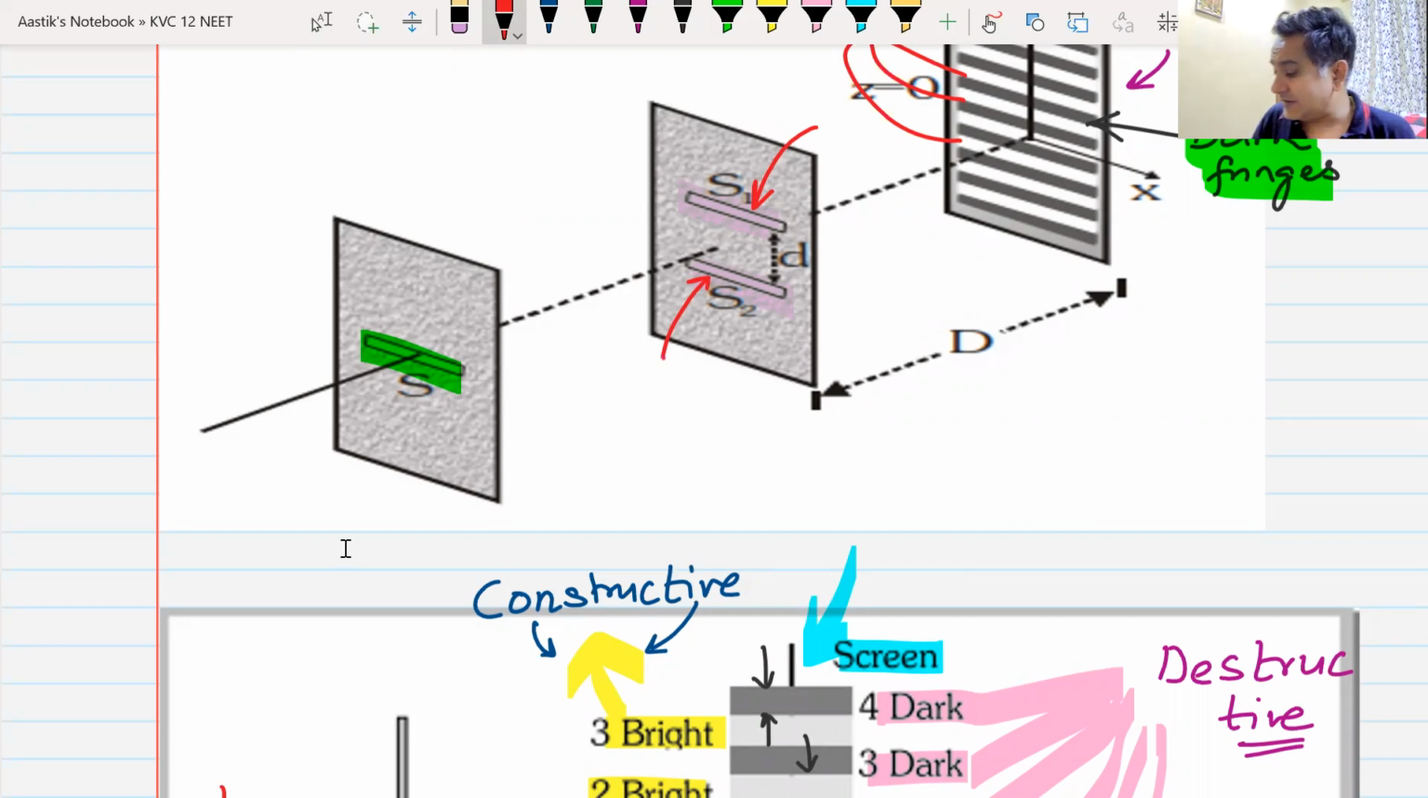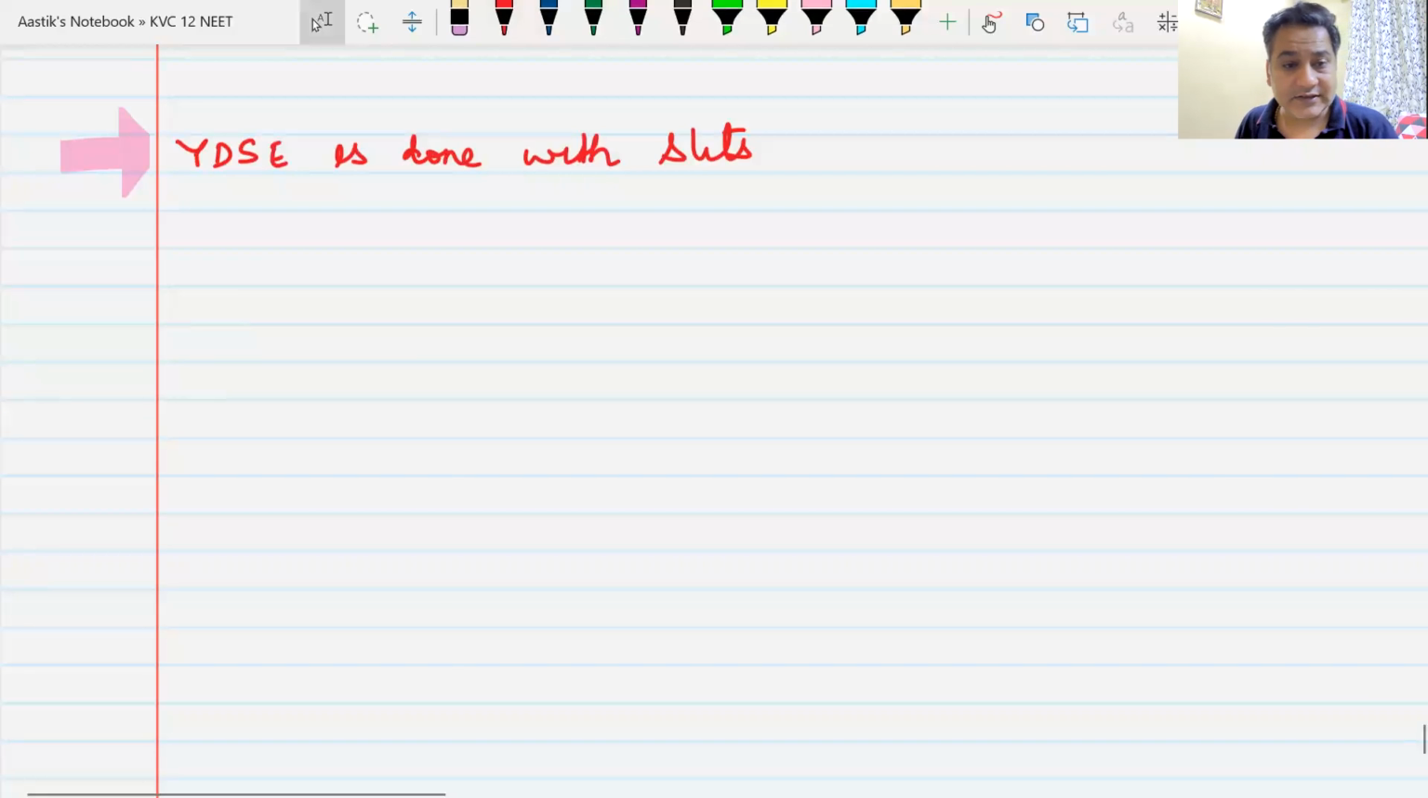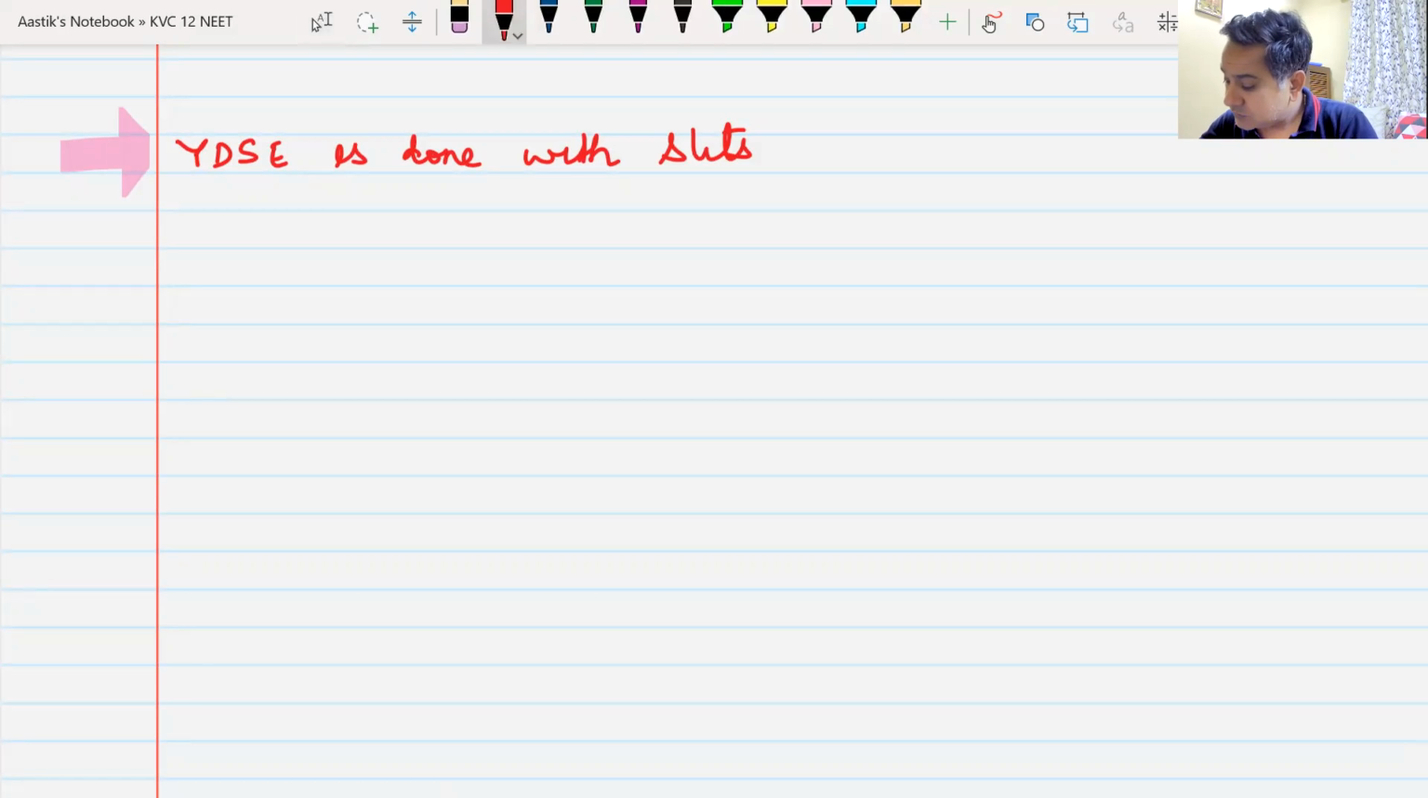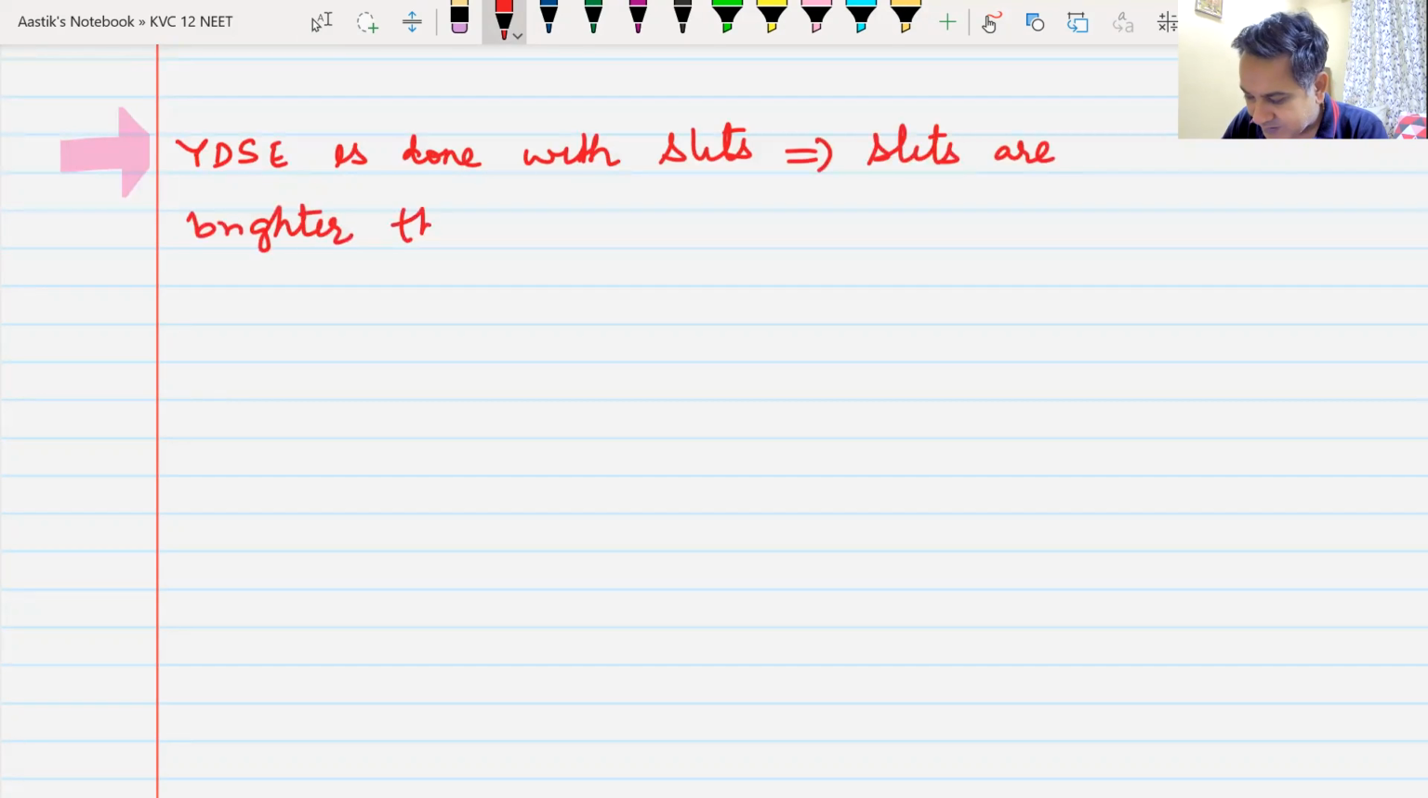Why do we conduct it with slits? I hope you understand the meaning of slit. Yes or no? Yes, sir. Young's double slit experiment is conducted with slits because slits are brighter than point sources.